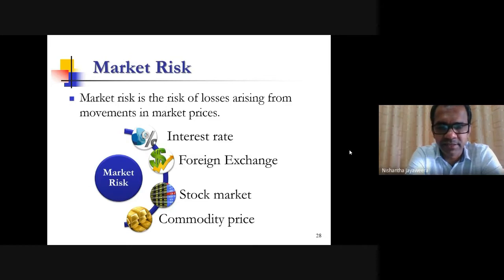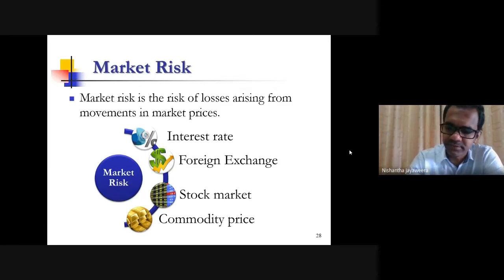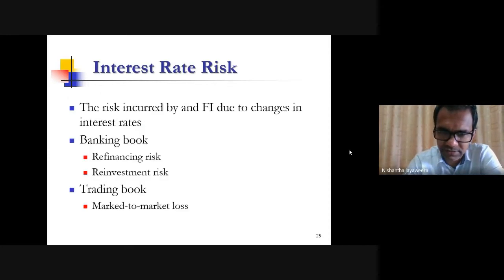And again, in this course, especially since Sri Lankan banks are not that much exposed to stock or commodity, we'll mainly focus on the interest rate and the foreign exchange risk. We'll start with the interest rate risk.